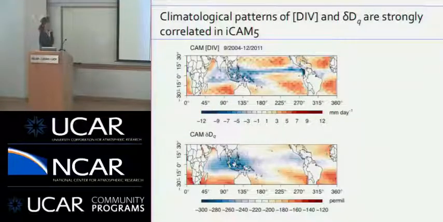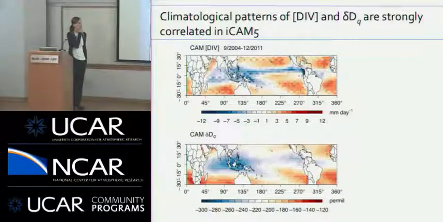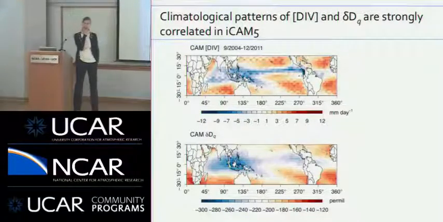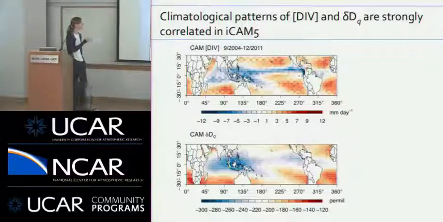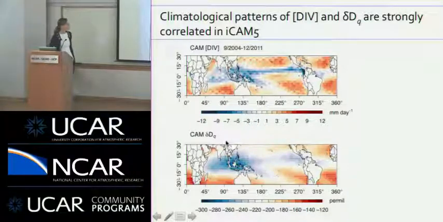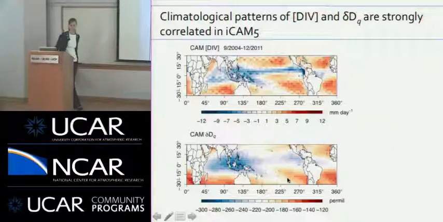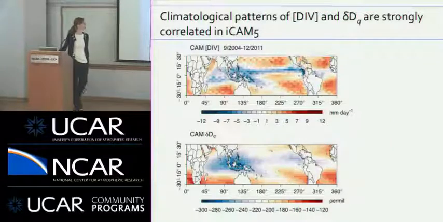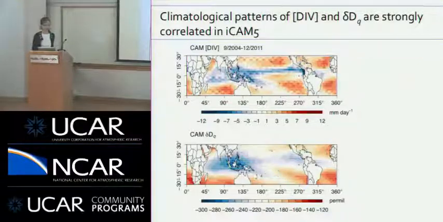So here are climatological patterns of divergence, which is our estimate of E minus P, and also delta DQ in CAM5. This is an isotopically enabled version of CAM5. Here up top, again, you see the pattern of negative divergence in regions where precipitation dominates and positive divergence in regions where evaporation dominates. And then for delta DQ, what we see is that delta DQ is much more negative in those regions where precipitation dominates and much less negative in the regions where evaporation dominates. So really nice spatial coherence.